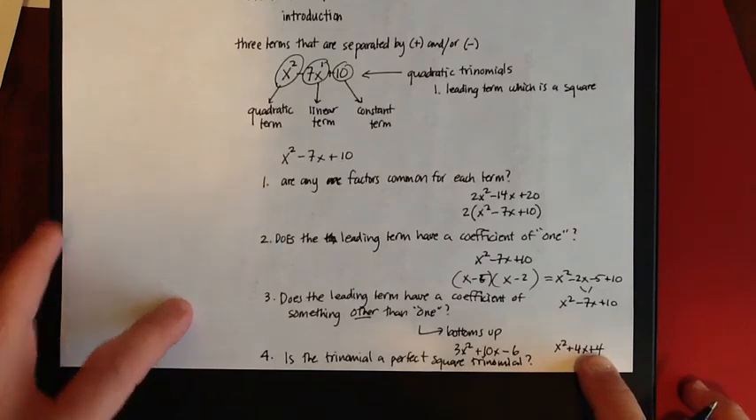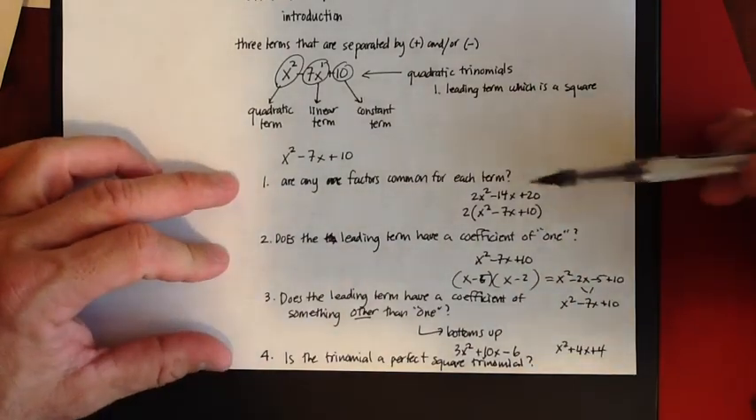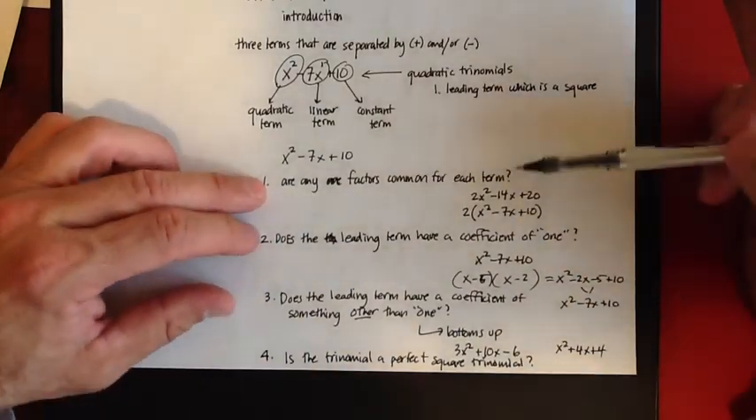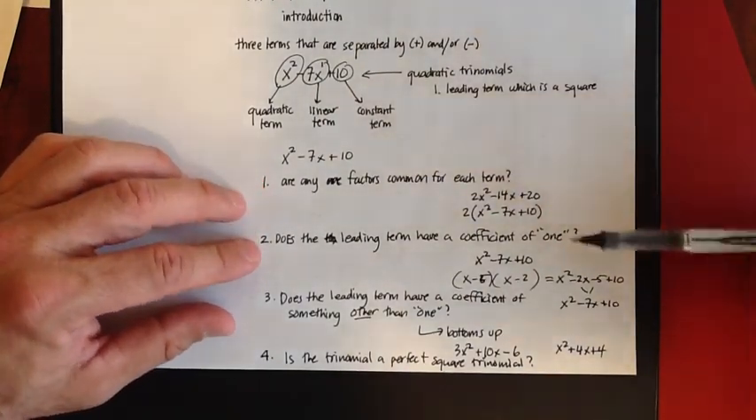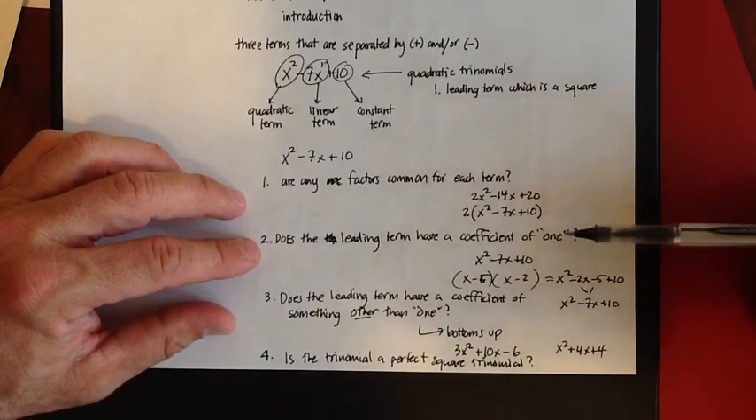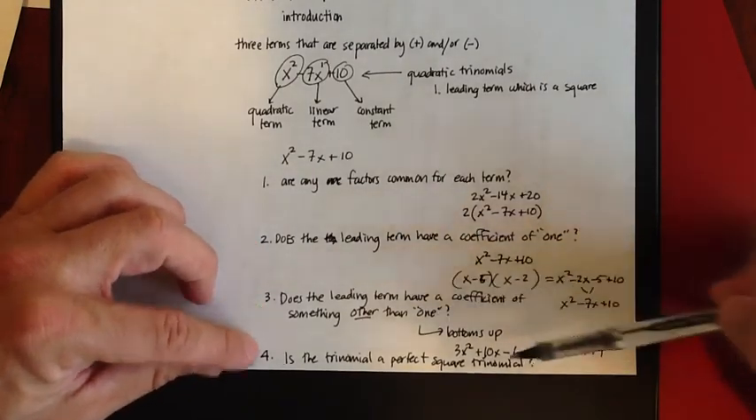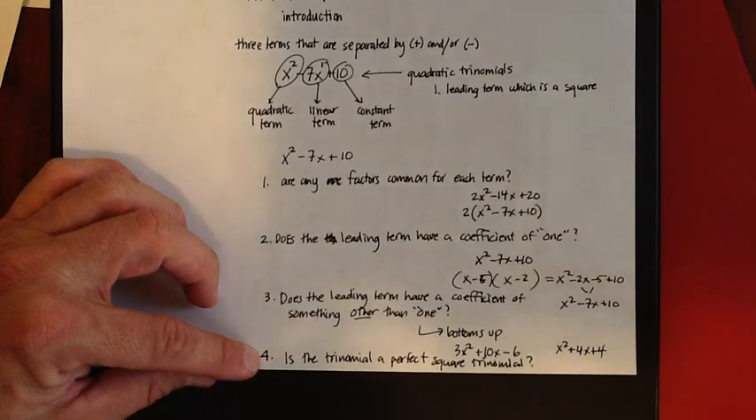Okay? So those are the 4 questions. All right, make sure you ask them in this order. Are the factors common? Are there any? And if they are, you have to take them out. Then you just go right through these. Is the coefficient 1? Is it something other than 1? Or is a trinomial a perfect square trinomial?